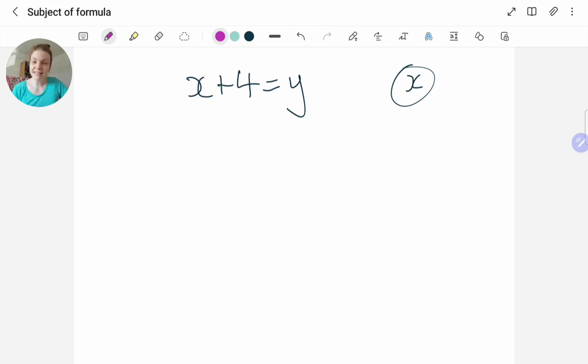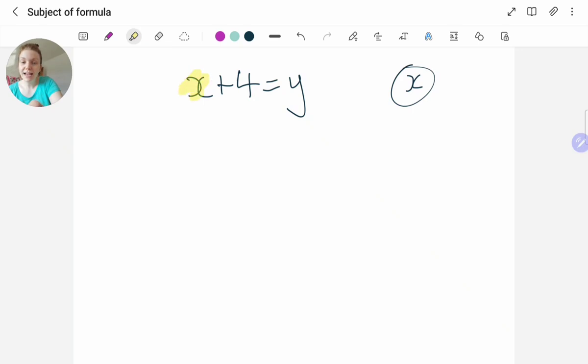Okay, so when they ask you to make something the subject of the formula, it means it has to be that letter equals the rest of the equation. So in this case, y is currently the subject of the formula because x plus 4 equals y, so it's y equals. And they're asking me to make x the subject of the formula, which means essentially I want this equation to be x equals.